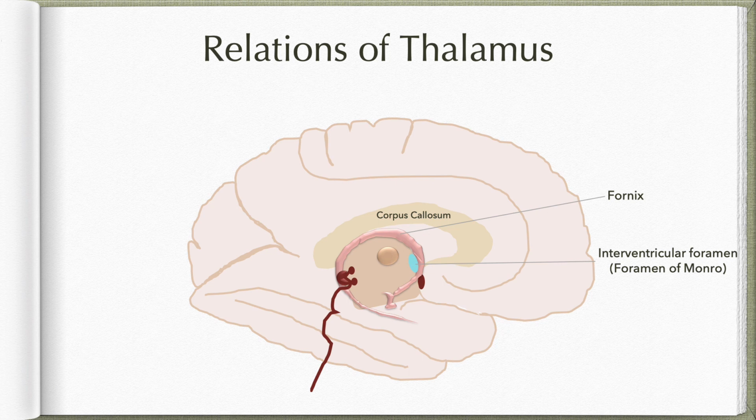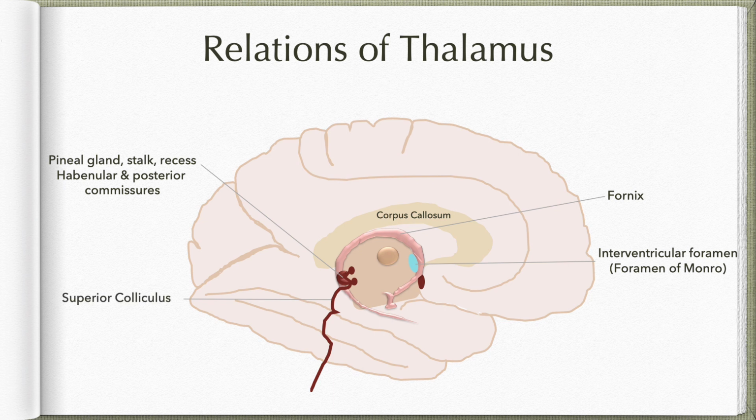Posterior end, or the pulvinar end, is related to the pineal gland, pineal stalk with the pineal recess. Within the pineal stalk, we have habenular commissure above and posterior commissure below. All these structures together form what is known as epithalamus. The pulvinar end is related below to the superior colliculus of midbrain.